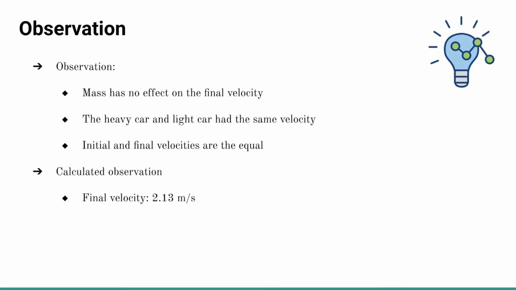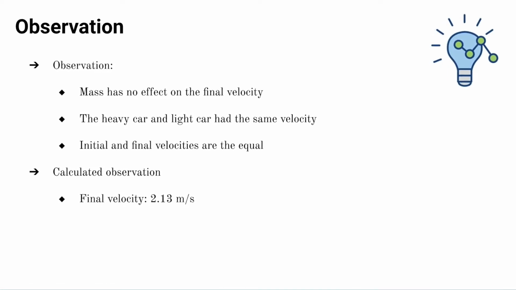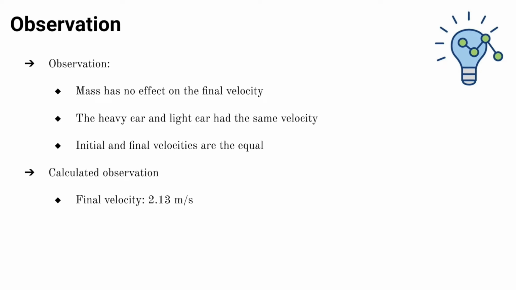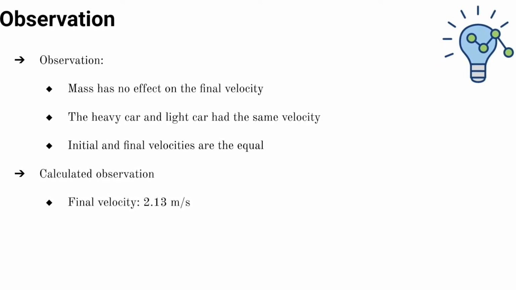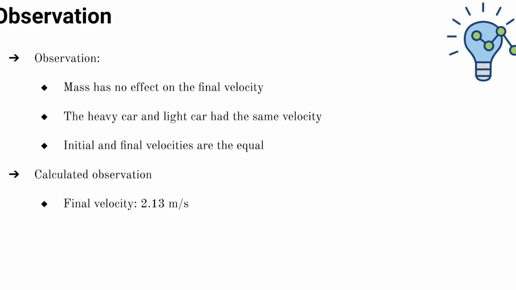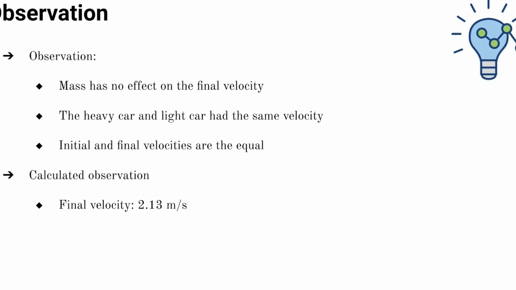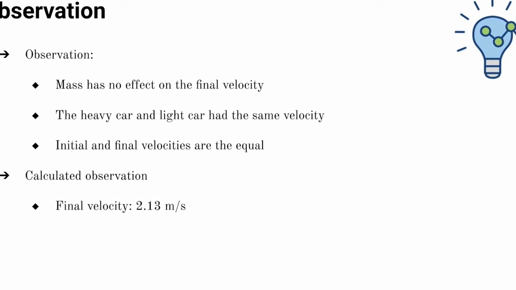For our observations, we saw that mass had no effect on the final velocity. The heavy and light car had the same velocity, and the initial and final velocities are equal. We found a calculated final velocity of 2.13 meters per second.